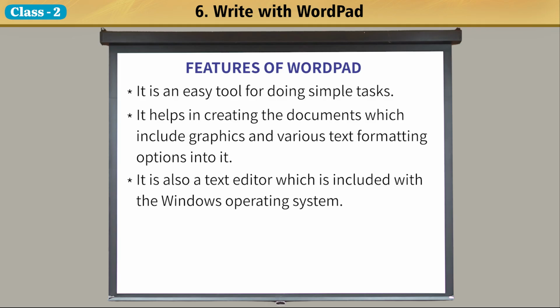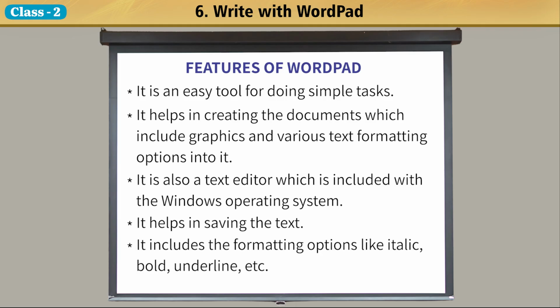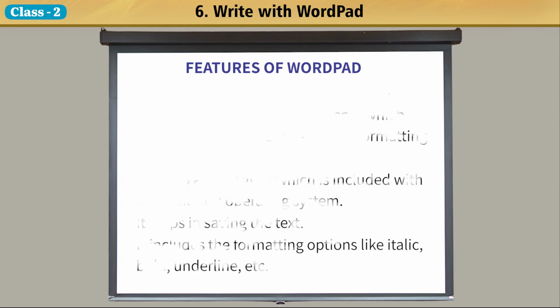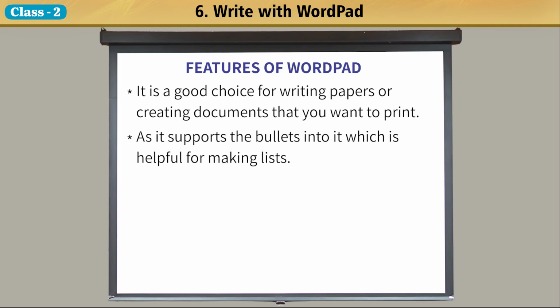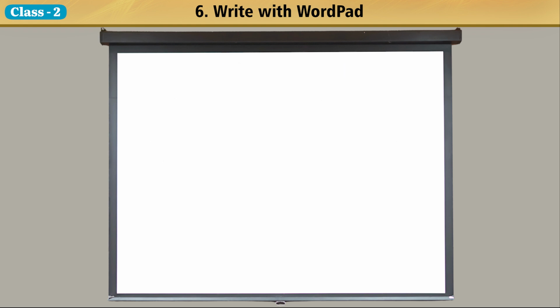It is also a text editor which is included with the Windows operating system. It helps in saving the text. It includes formatting options like italic, bold, underline, etc. It is a good choice for writing papers or creating documents that you want to print, as it supports bullets, which is helpful for making lists.